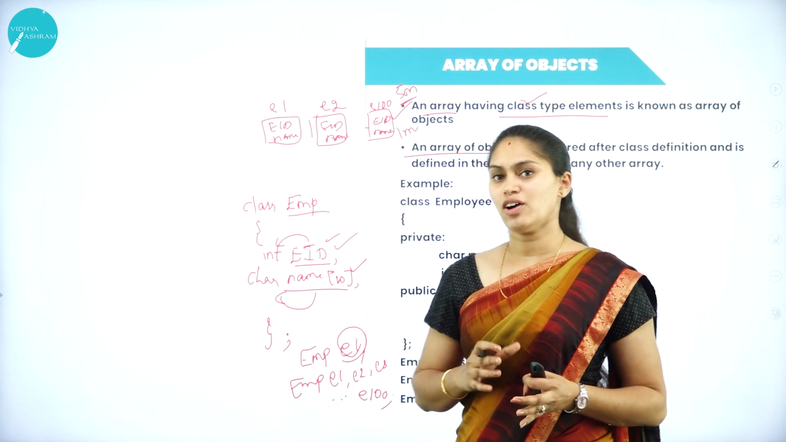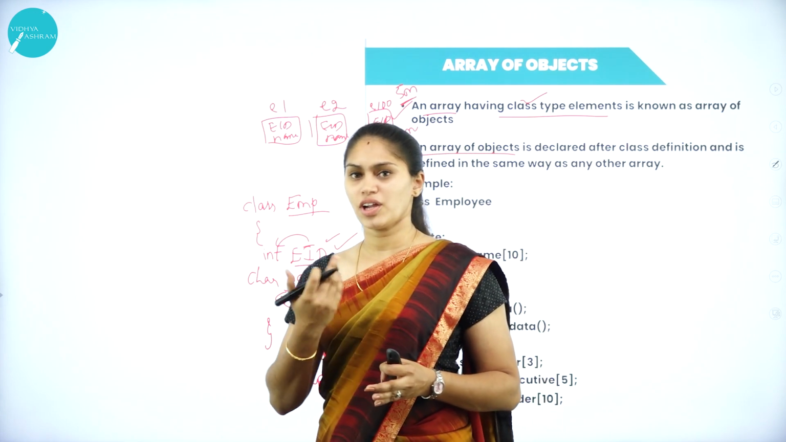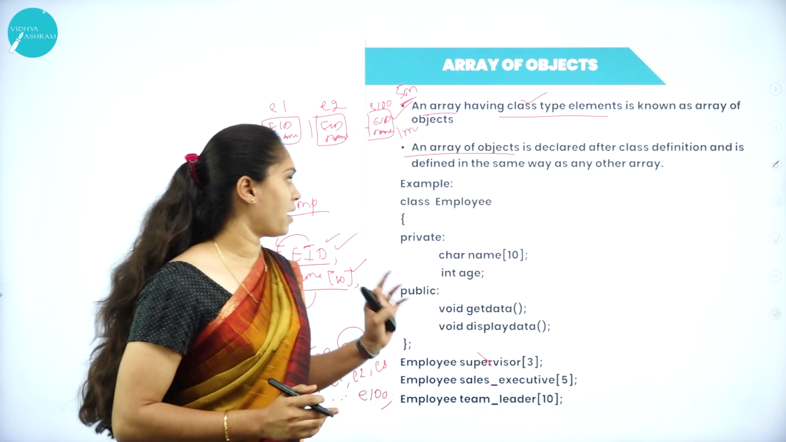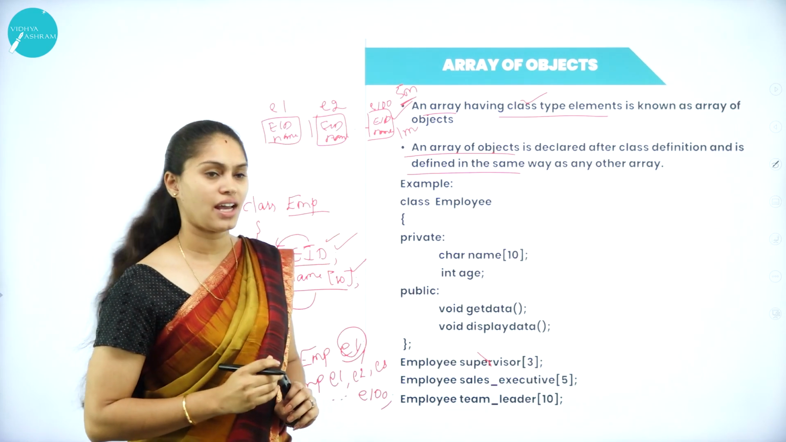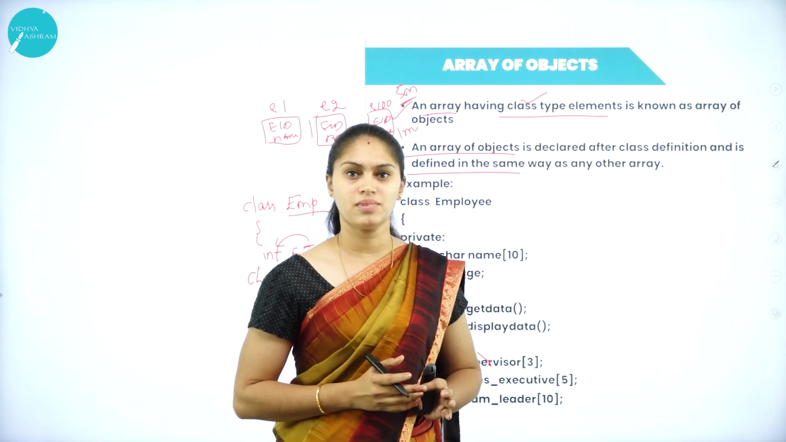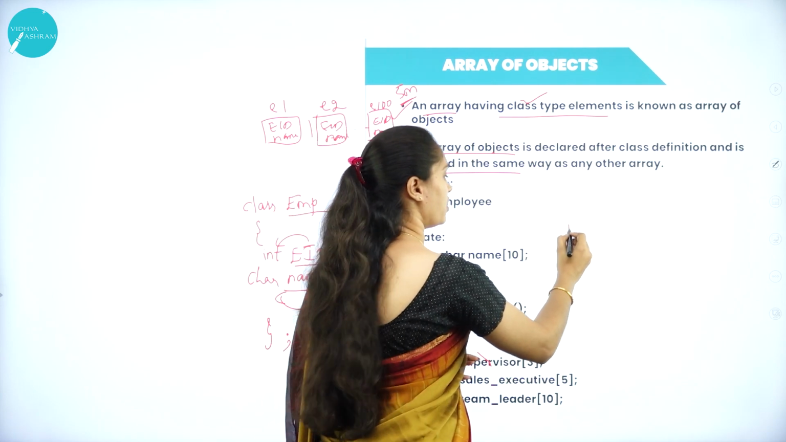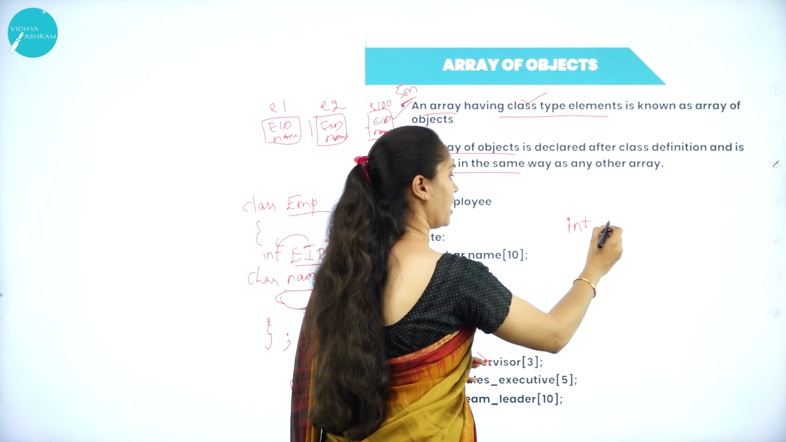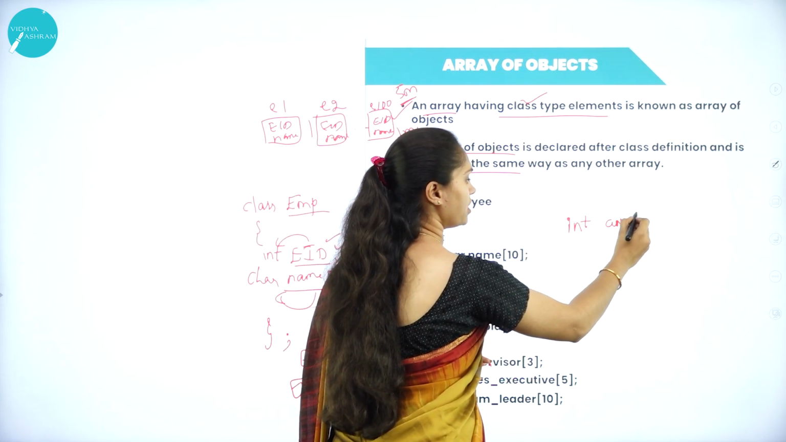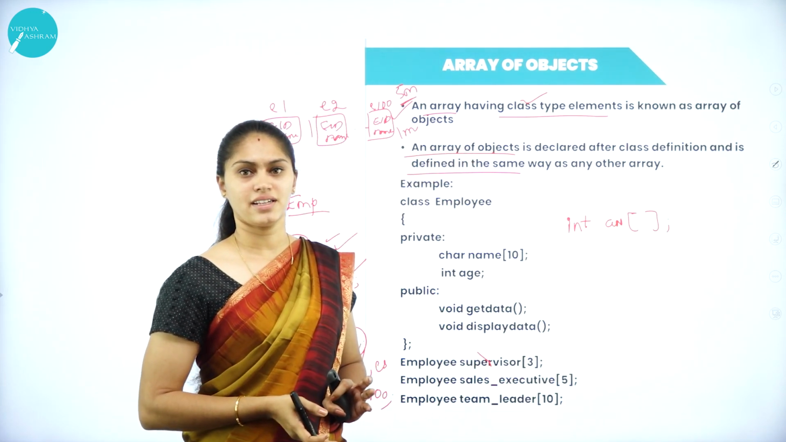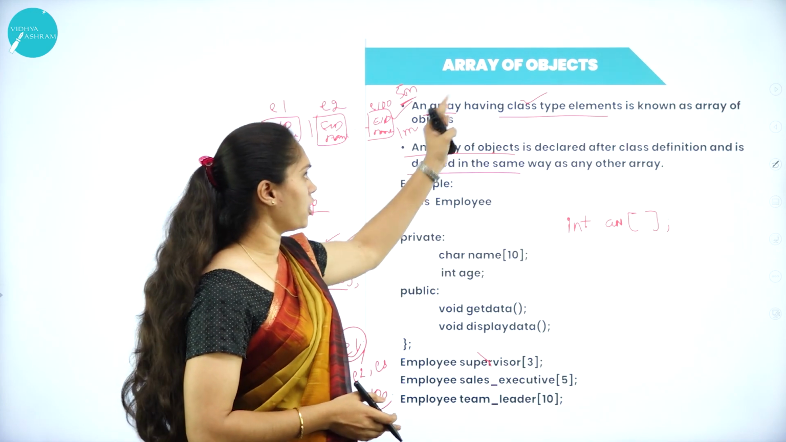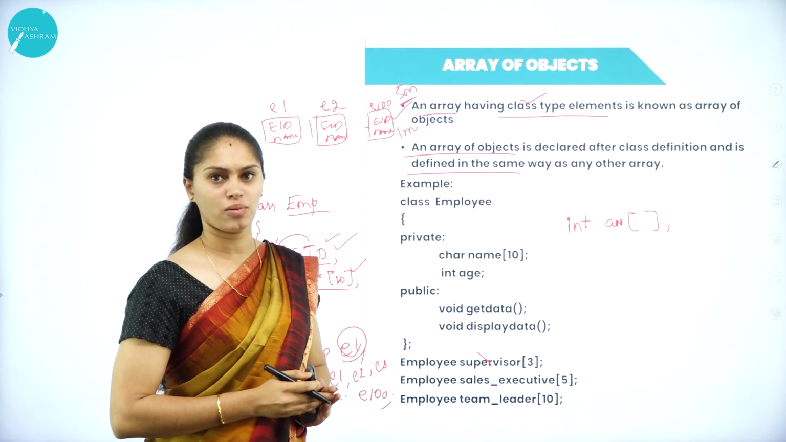An array of objects is declared after the class definition, and we are not going to create an array of objects in a different manner. We are going to create it in the normal manner, defined in the same way as any other array. How to create an array? First we need to specify the data type of the array, then the array name. After that I need to specify the size of that particular array. So in this way we are going to create an array of objects.